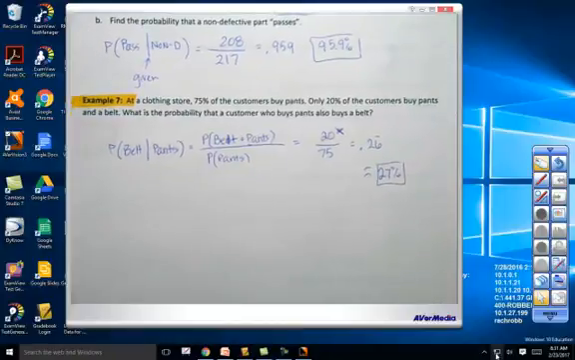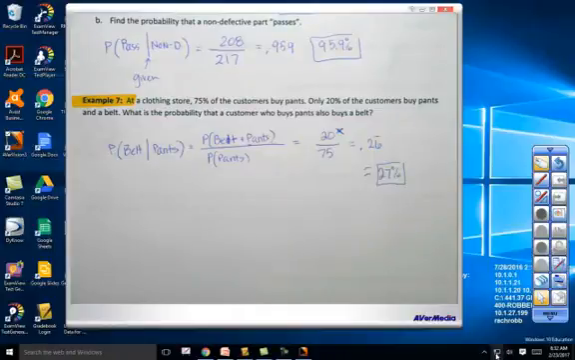Cody: Wait, wouldn't it just be 20, because only 20% buy? So this is saying 20% of all customers buy pants and a belt. We want to know what is the chance that if they actually already bought pants, that they also bought a belt. So the 20% is talking about every single customer who comes into the store. There are some people who don't buy anything, right? But what we want is, out of the people who we know bought pants, what's the probability that they also bought a belt.